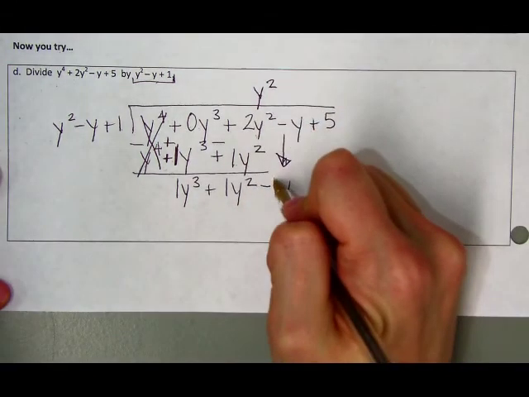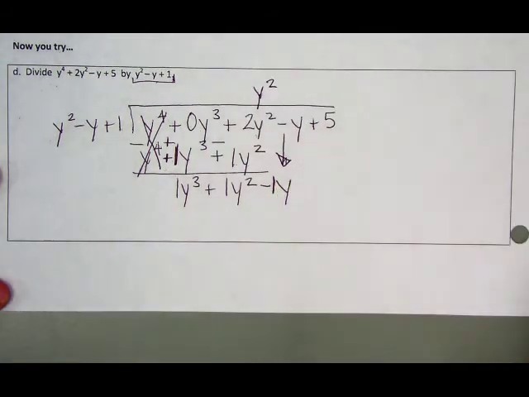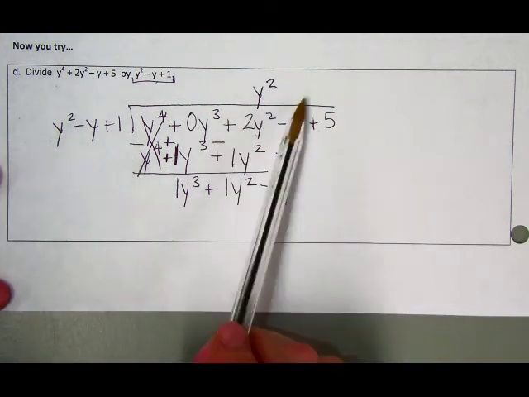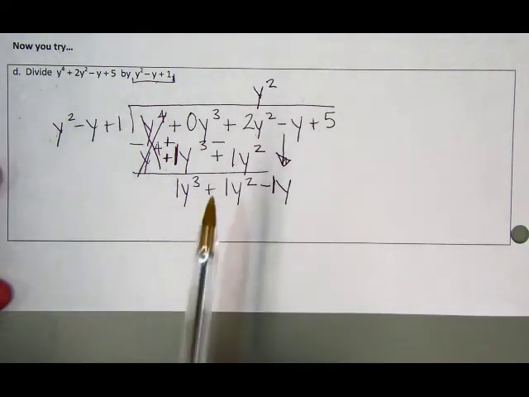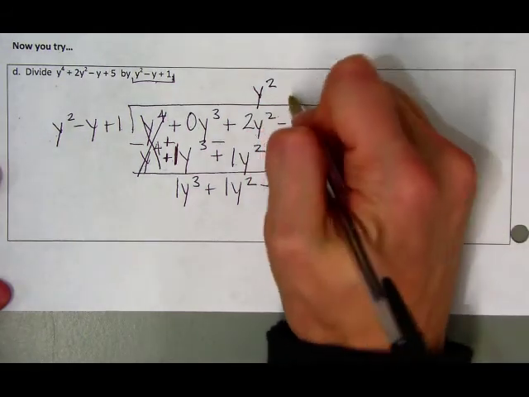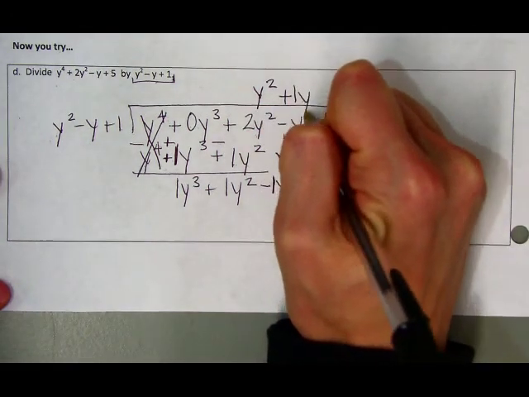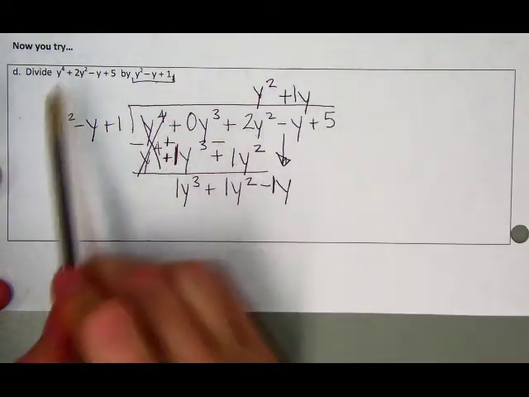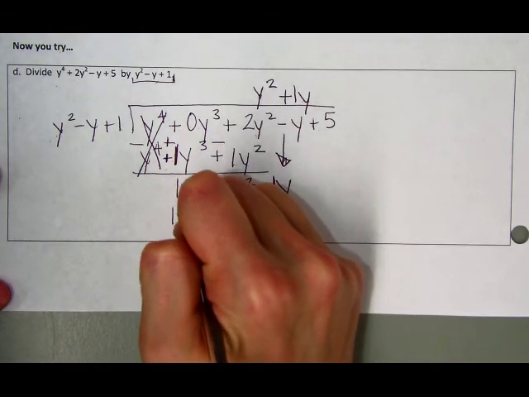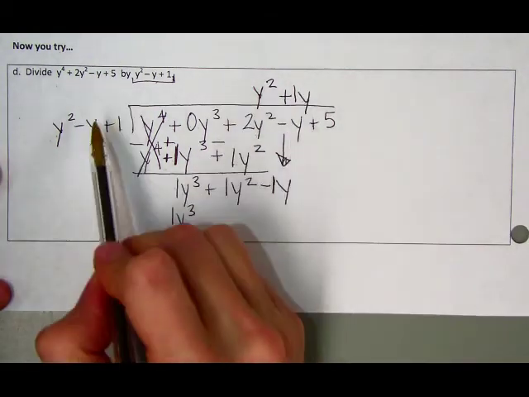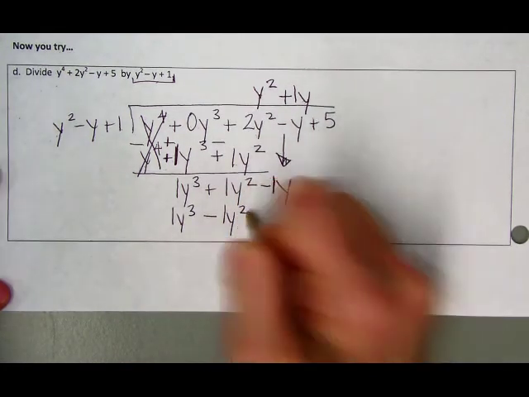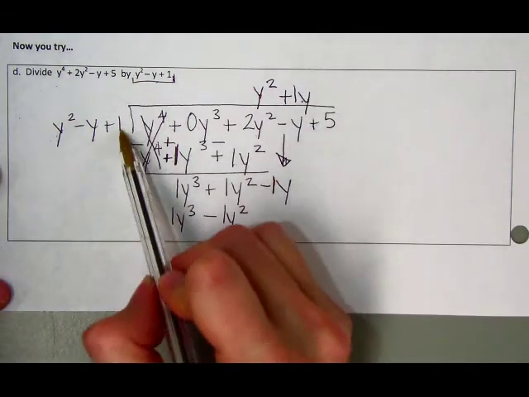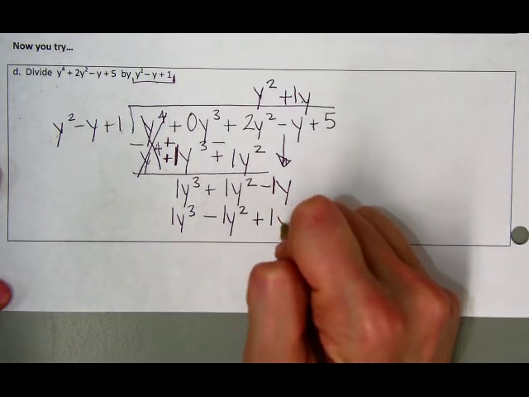The little y has a 1 out in front, so we can do that so we can make sure our numbers all match up. So what times y squared gives me 1y to the 3rd? That would give us 1y. 1y times y squared gives us 1y to the 3rd. 1y times negative y gives us a negative 1y squared. And 1y times 1 gives us a positive 1y.